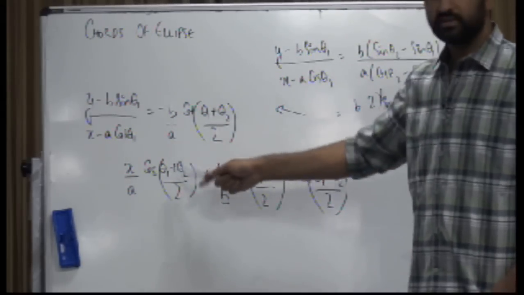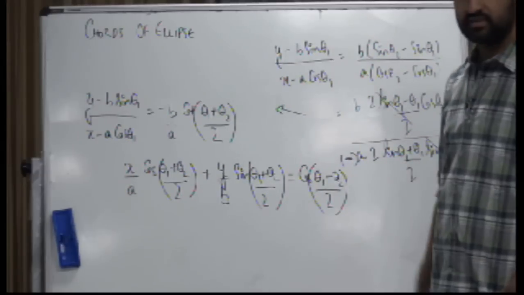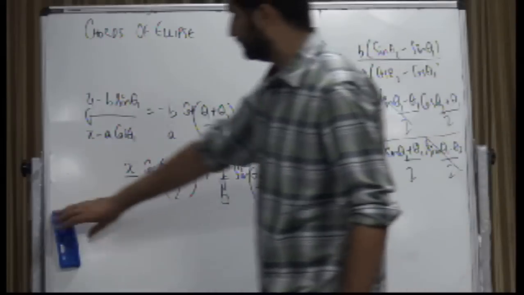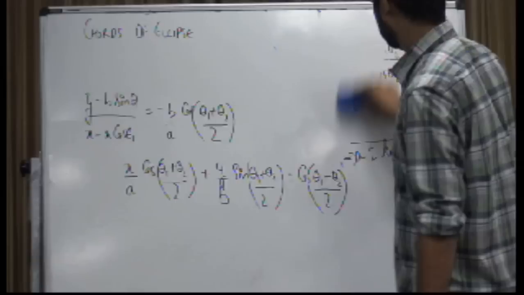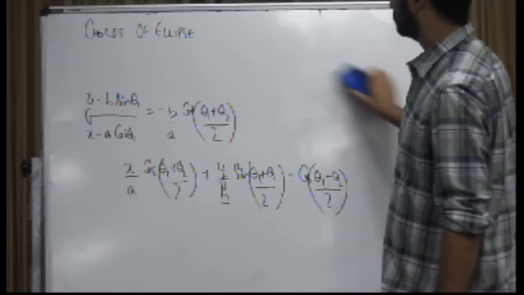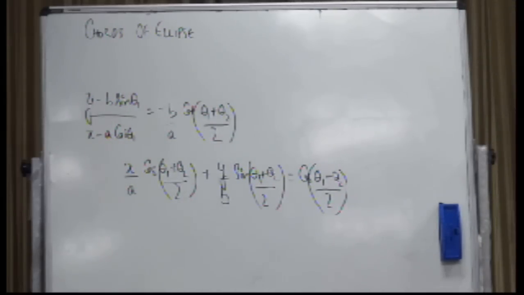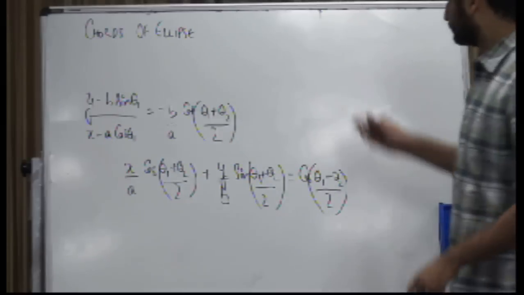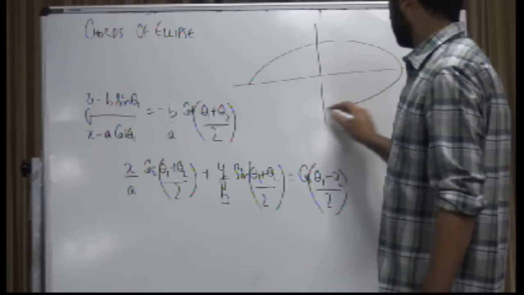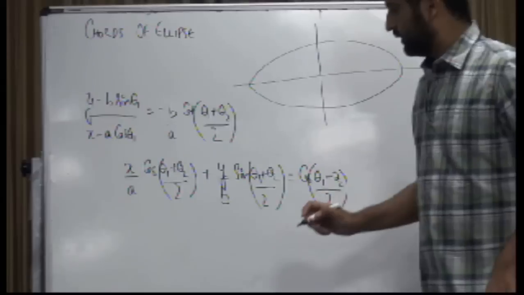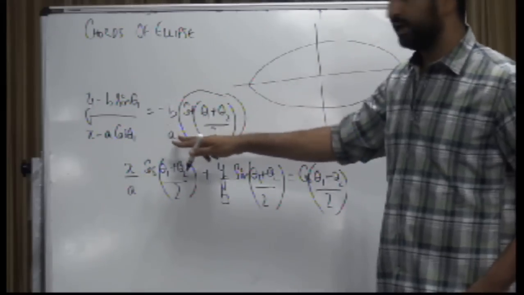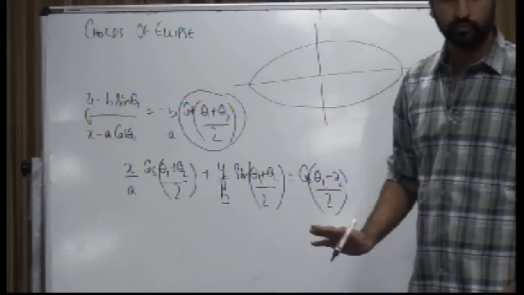x upon a cos theta 1 plus theta 2 by 2, y upon b sin theta 1 plus theta 2 by 2 is equal to cos theta 1 minus theta 2 by 2. Okay. Got this? So if you have an ellipse, there's just one thing to remember. Can you see the slope? The slope here is equal to minus b by a cot theta 1 plus theta 2 upon 2, right?